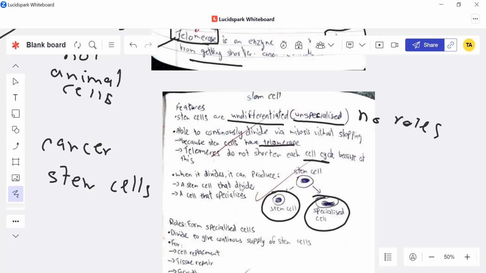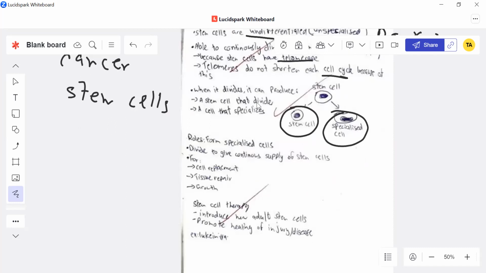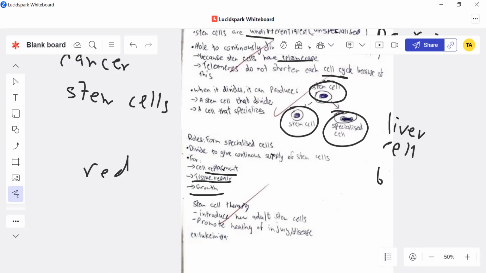So what is the role of this specialized cell? The specialized cell that is produced by stem cell can have multiple roles. So this specialized cell can be used for cell replacement, tissue repair, growth, or basically you can make red blood cell. Basically, any cell can be made by stem cells. So stem cell can make a specialized cell for specific roles like liver cell or blood cell, red blood cell, white blood cell. All of this can be made using stem cell.